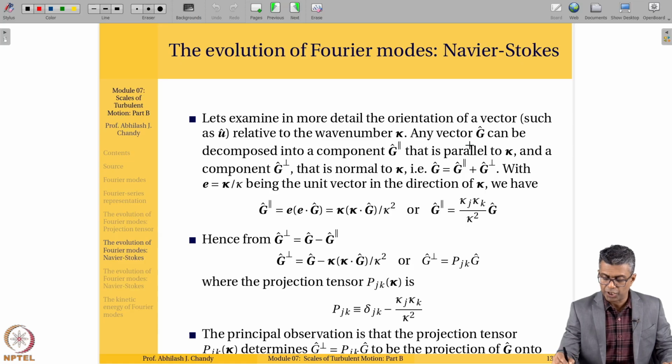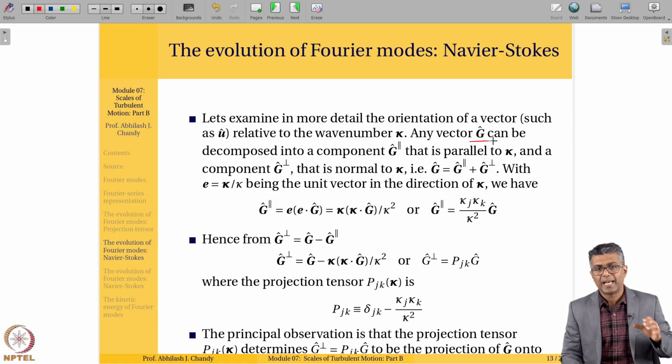Now, before we go ahead and convert the momentum equation, the Navier-Stokes equations, into Fourier space, let's build a narrative especially for the nonlinear term. Okay, so we will start with an orientation of a vector, and let's take a vector like g hat.